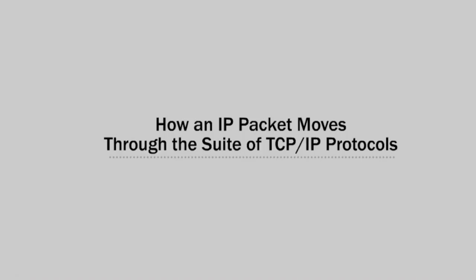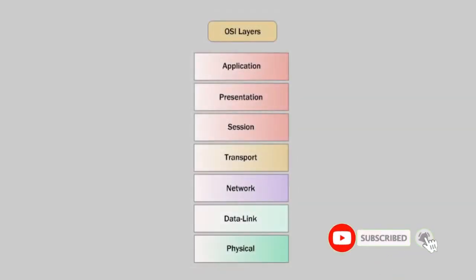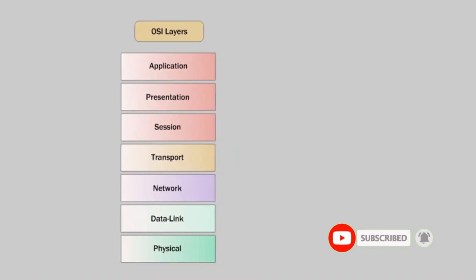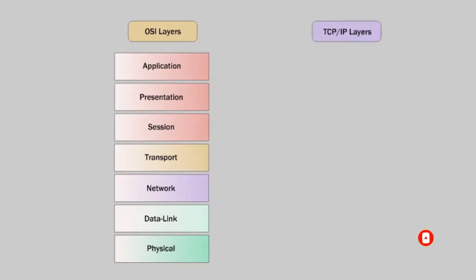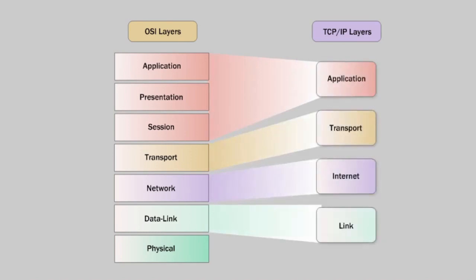In this presentation, you will see that the TCP/IP consists of a variety of protocols, each of which has a specific role in transmitting and receiving data over a network. The OSI model is divided into 7 layers, 6 of which are consolidated into the TCP/IP model. The 4 layers of the TCP/IP model are application, transport, internet, and link.